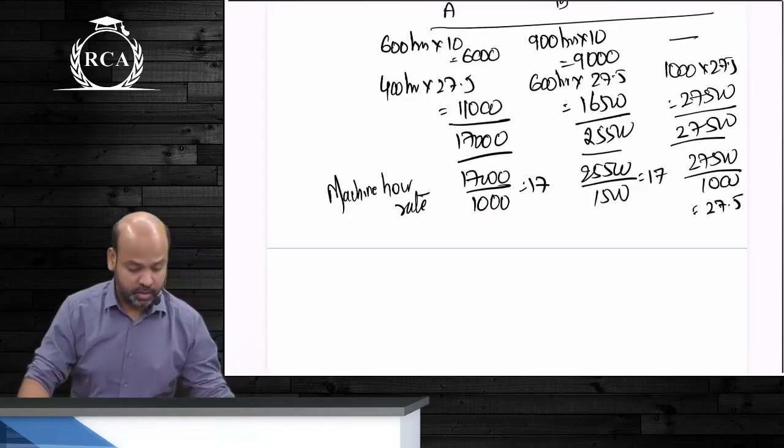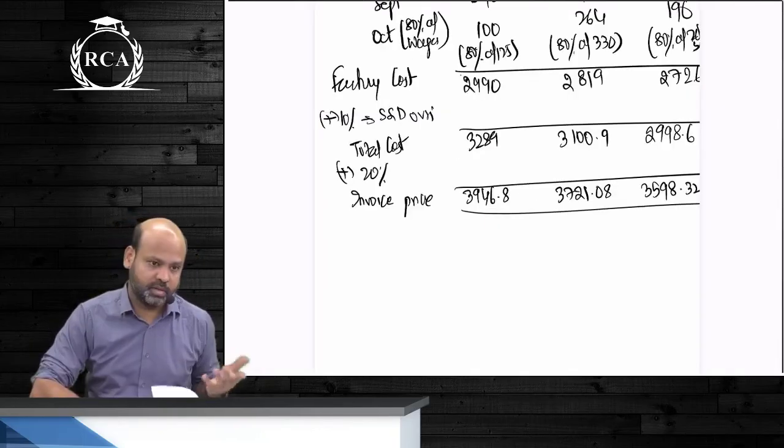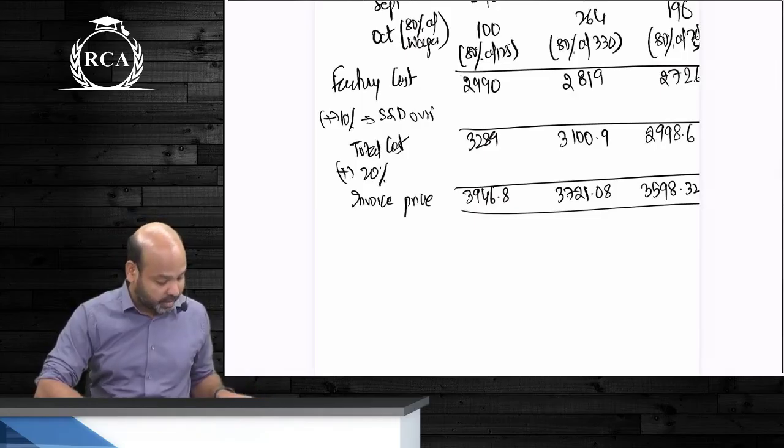समझ में आ गया ये? कौन से क्वेश्चन? नेक्स्ट starting with a comprehensive machine hour rate.